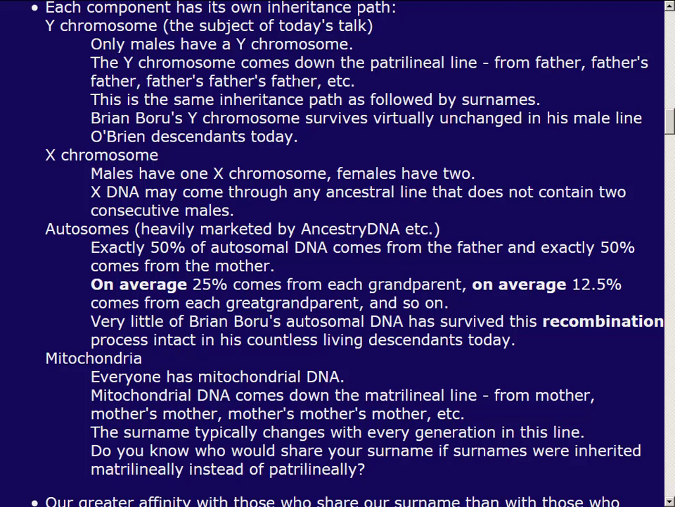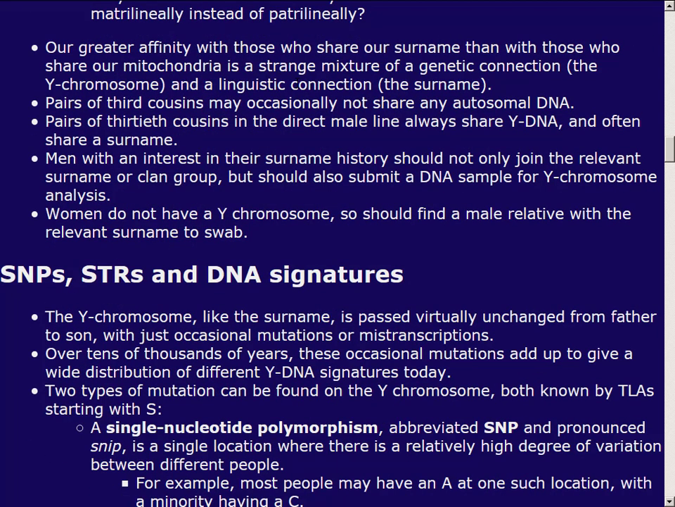But do we ever think, if we lived instead of in a patriarchal society in a matriarchal society, and we took our surnames from our mothers, who are the relatives with whom we would share our surname? So we don't feel that same affinity, I think, in general, with people from the same female line as we do with people from the same male line. So what's really going on here is the combination of a linguistic thing, we have this word, the surname, and we have the DNA. And that's why we join in clans like those who are gathered here today.